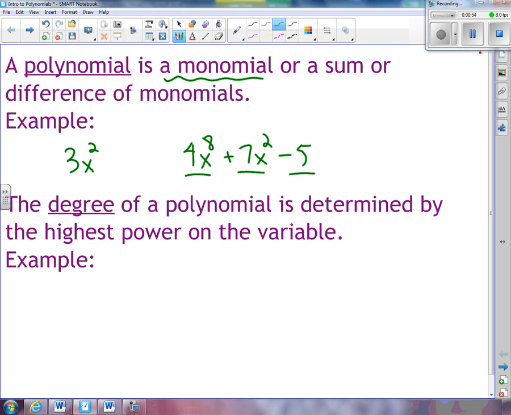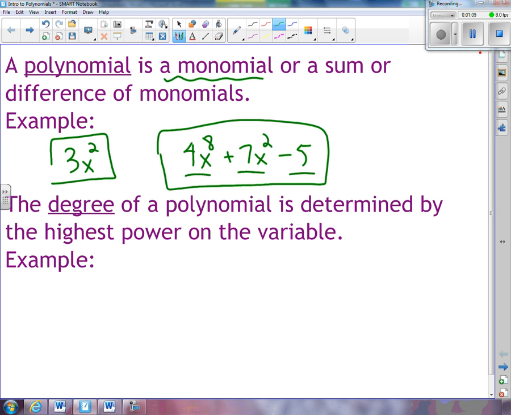The degree of a polynomial is determined by the highest power on the variable. So, for example, this polynomial has a degree of 8, because the highest power we have is 8. This polynomial has a degree of 2, because its highest power is 2. Let's say I have 17 plus 58x minus 9x to the third. This degree is 3. It's the power that's important, not the coefficients, not the numbers in front. So it only refers to the power.